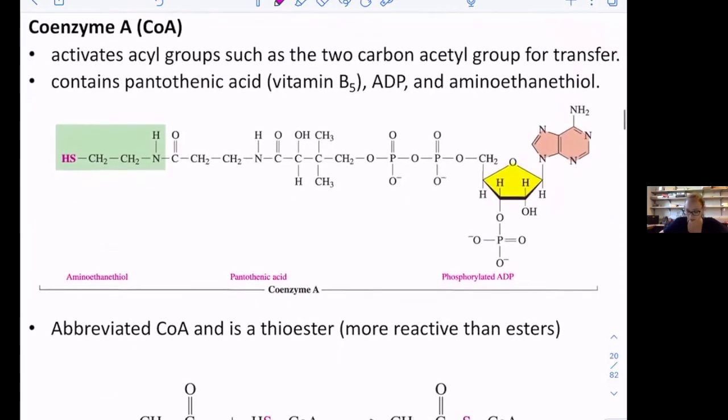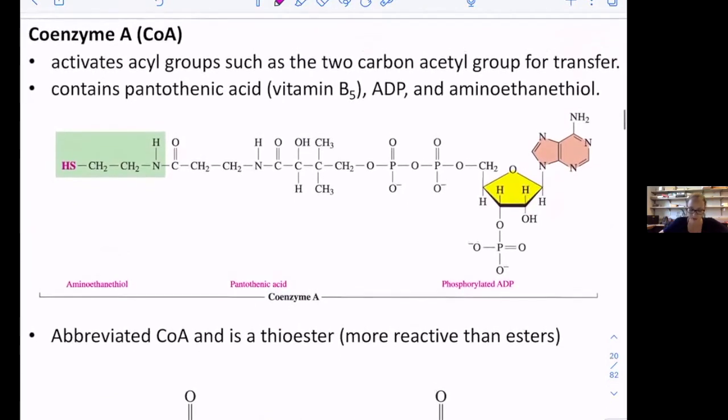The last one we're going to talk about is coenzyme A, or CoA. This is a coenzyme that is needed for acyl transfer reactions. We'll talk about these more a little bit later and why they are important in our bodies. But overall, it's a transfer reaction. We're taking an acetyl group and moving it to a different place. This is the structure of coenzyme A.